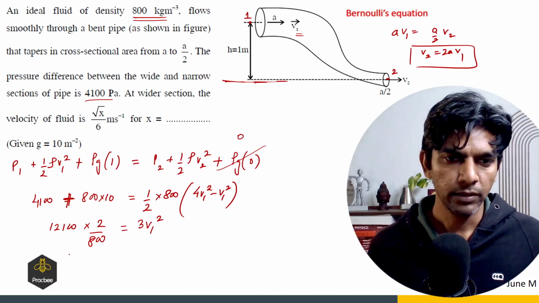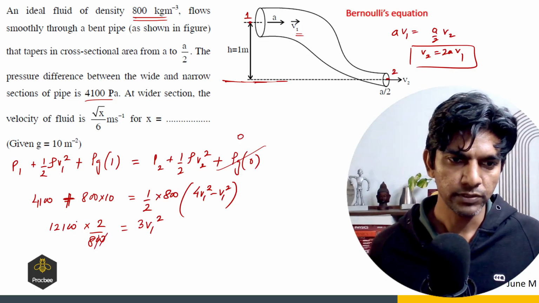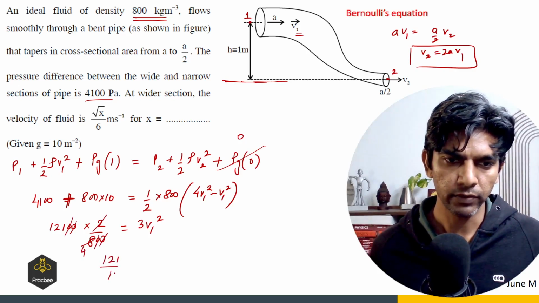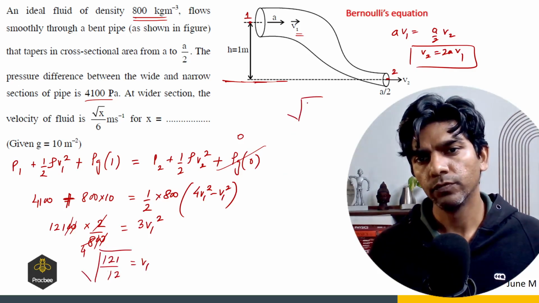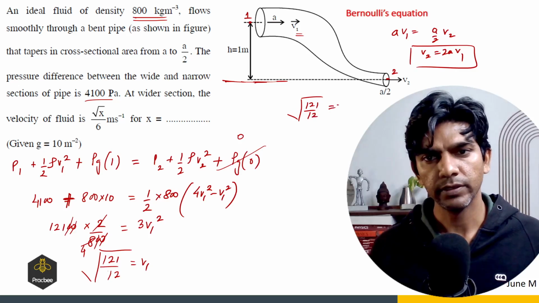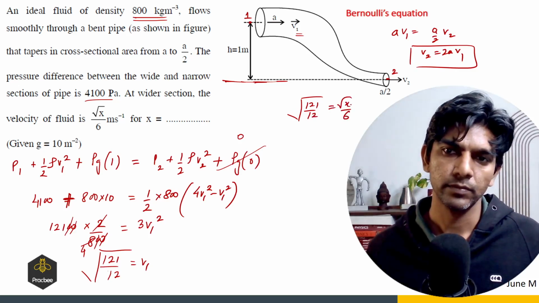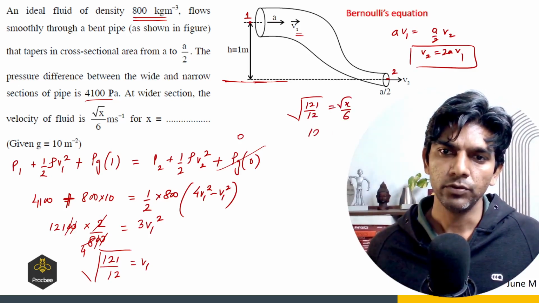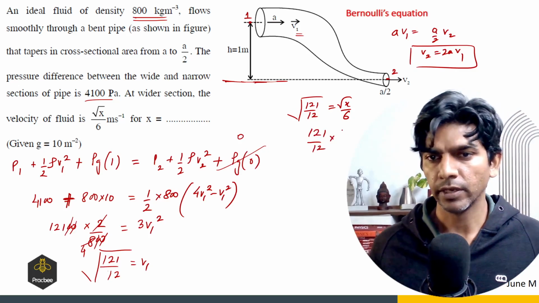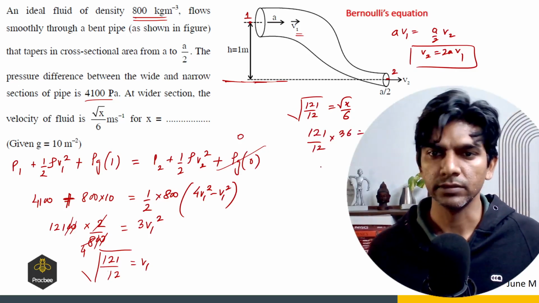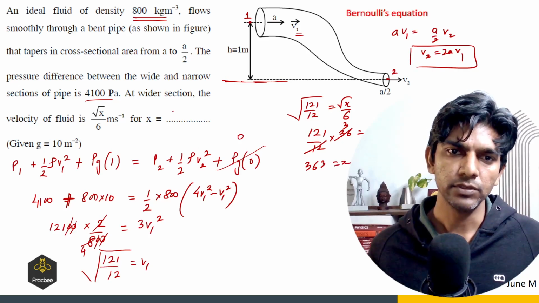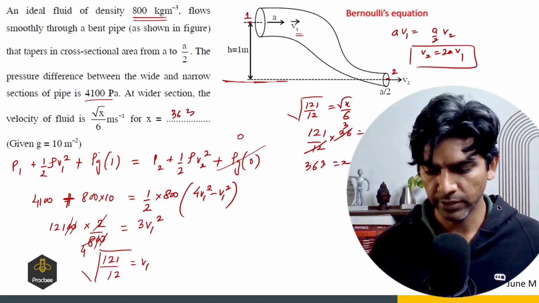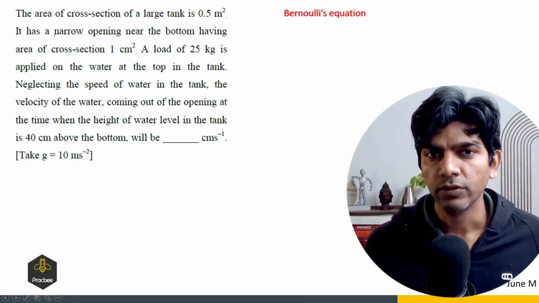Let us simplify this. This gets cancelled out and gives us 4, so v1 is the root of 121 by 12. Now the root of 121 by 12 is given as root x by 6. So 121 by 12 times 36 will be x, so that will be 3, giving 363. So x comes out to be 363. That is the answer to this question. Right, so now let us see the next problem.